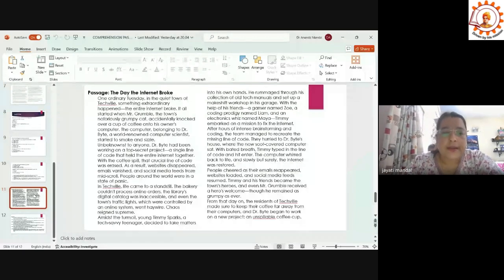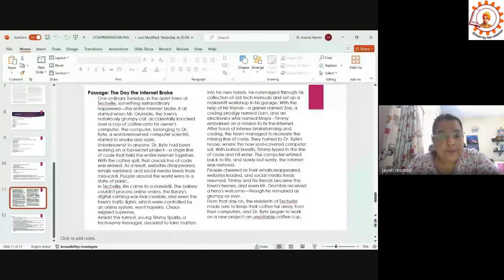People around the world were in a state of panic. In Techville, life came to a standstill. The bakery couldn't process online orders. The library's digital catalog was inaccessible. And even the town's traffic lights, which were controlled by an online system, went haywire. Gone haywire or went haywire is a phrase that means out of control. You can note it down. Gone haywire is going out of control.